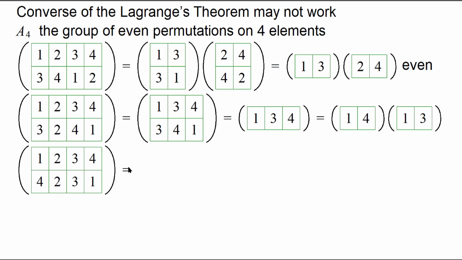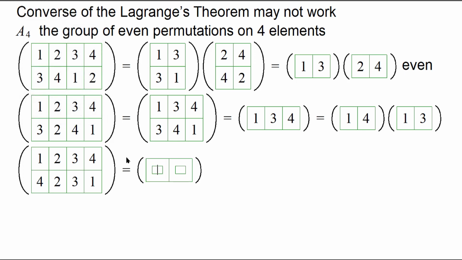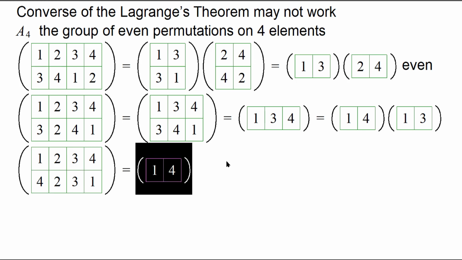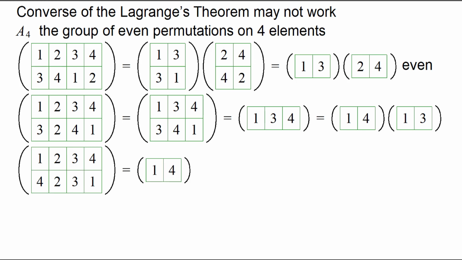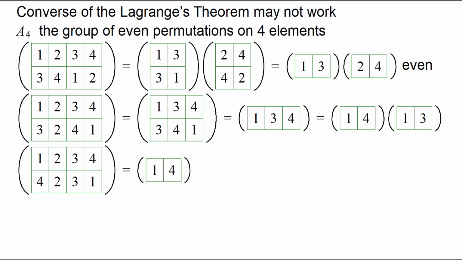While if we come to this one, you can see 1 goes to 4, 4 goes to 1. So I can write it as 1 4, and 2 and 3 stay where they are. Here I have only one transposition, a cycle of length 2. So only one transposition, and 1 is an odd number, so this is an odd permutation.